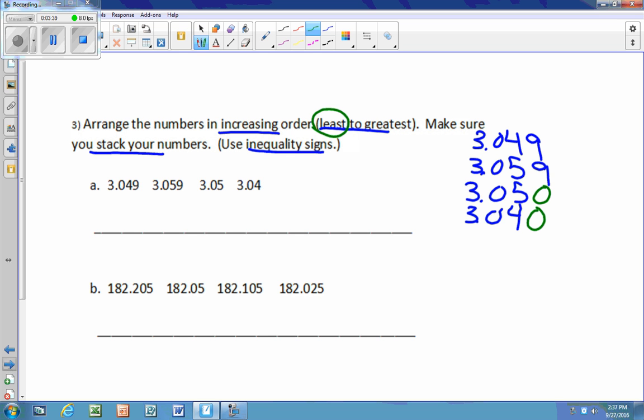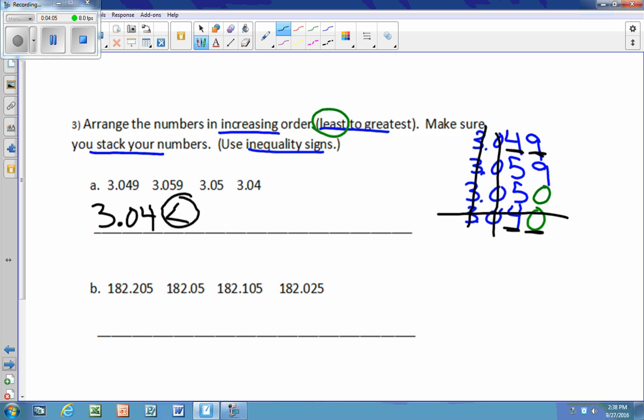I want the least first, so I'm going to go through all of these, and I notice they all have a 3, so they're all the same. Then they all have a 0. But then I notice this has a 4, and this has a 4. So I have to look at the next digit. In this case, there's a 0 and a 9. So the smallest one is right over here. So I know that my smallest one is 3 and 4 hundredths. And I put an inequality symbol of is less than because I'm going least to greatest.